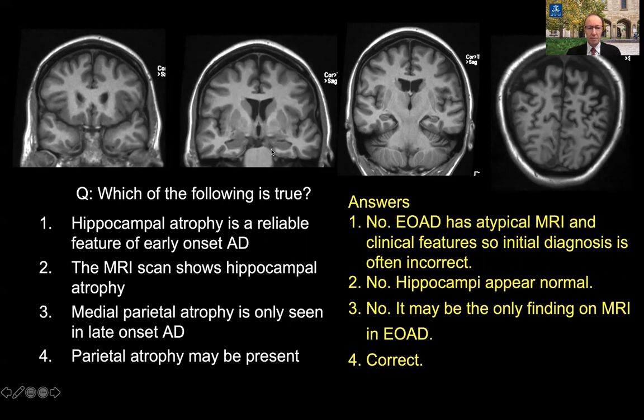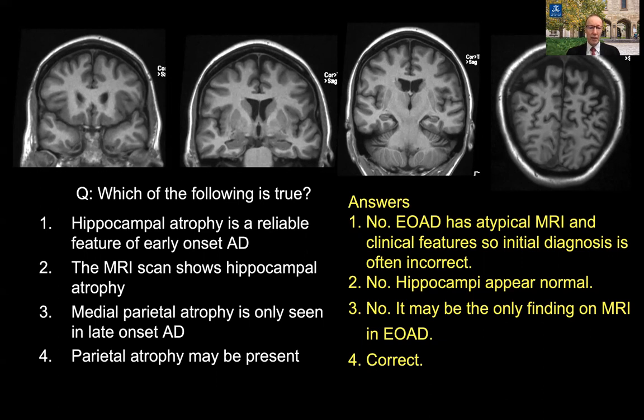Part 3, medial parietal atrophy is only seen in late onset AD. No, in fact, it tends to be more the opposite. It may be the only finding on MRI in early onset Alzheimer's disease. And in fact, hippocampal atrophy is rarely seen in early onset Alzheimer's disease.